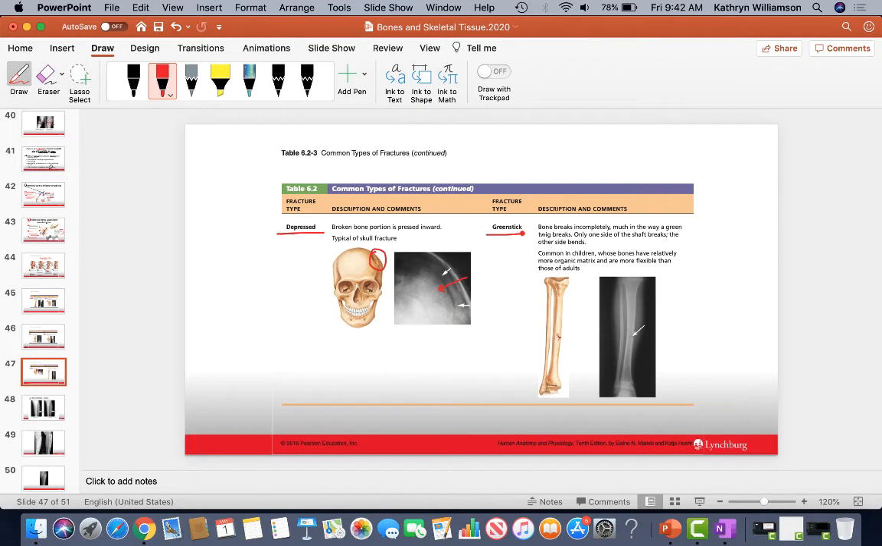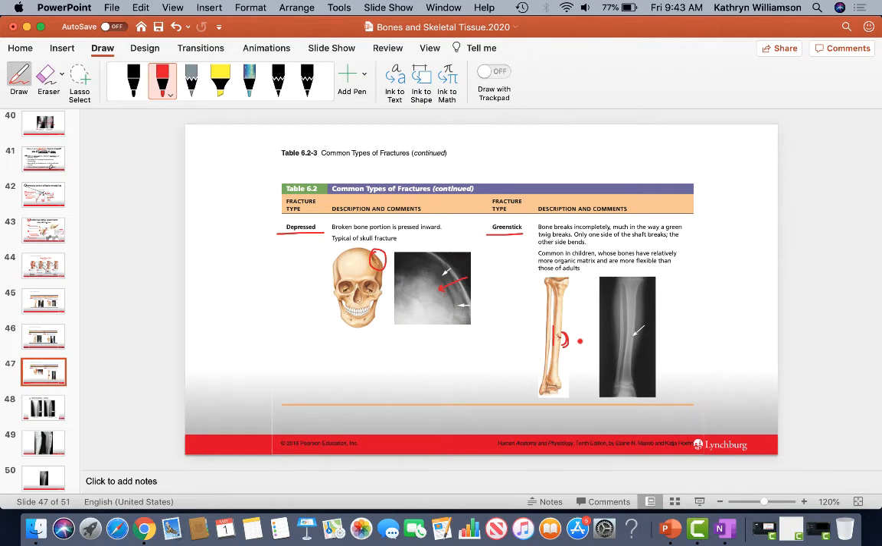Green stick fracture is commonly seen in children, and it's where the bone doesn't break completely all the way through. You typically have some kind of tearing of the bone towards the outside, but then the other side stays pretty much intact. It's more of a fraying, kind of like what you see with sticks. If you picked a stick off a tree and bend it, it frays on the outside. That's why they call it green stick fracture. That's what this type of fracture looks like.